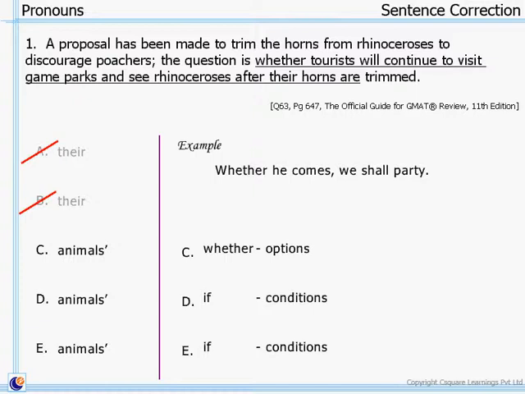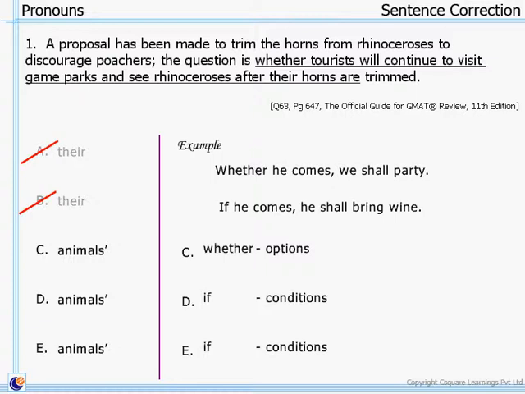A sentence with if. If he comes, he shall bring wine. So here, what am I doing? I am using a condition. If the first thing happens, the second thing will happen. Whenever we have to choose between whether and if in your sentence, what do we usually say? What comes handy? We usually use if, right?